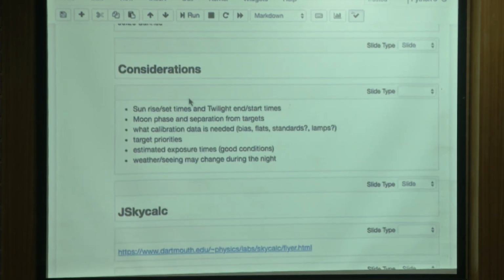Keep in mind things about when is it going to be dark enough for me to do my observations? What calibration data do I need? Make sure you have some priorities on what your targets are. You've got to say, this target over here, that's the one I care about. That's the gravitational wave event one. These other ones maybe I don't care as much about. So you've got to make sure you get that one, and maybe you'll change your strategy a little bit.